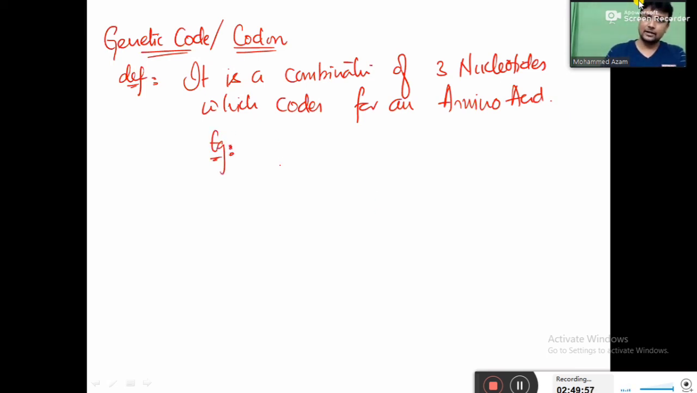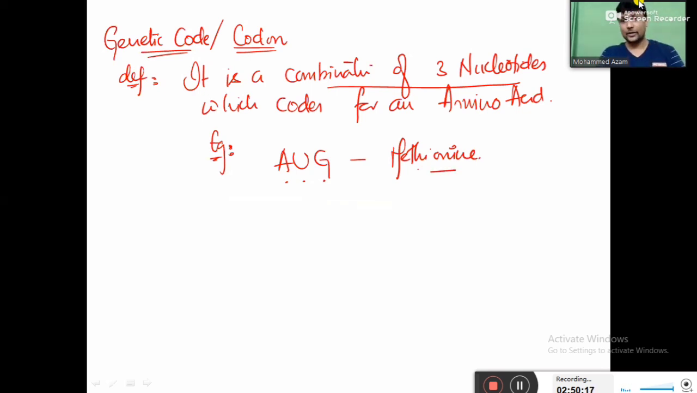I think you have been learning about this one, guys. AUG. What is AUG, guys? Yes, adenine uracil guanine. It is a combination of 3 nucleotides. It's a codon, and AUG will code for an amino acid, and that is methionine. Yesterday we learned about 20 amino acids. Out of the 20 amino acids, methionine, sulfur containing, AUG will code for methionine.